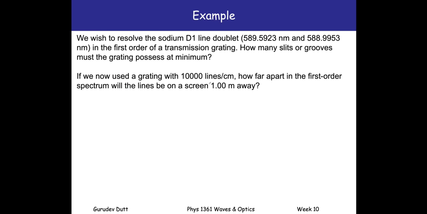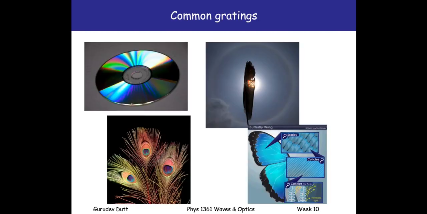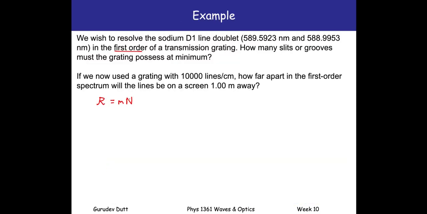So let's do one quick example. We wish to resolve the sodium D1 line doublet in the first order of a transmission grating. How many slits or grooves must the grating possess at a minimum? Well, to solve that, we just need that R equals m times N, the total number of lines in the grating. And R, as we know, is defined as lambda divided by delta lambda minimum.